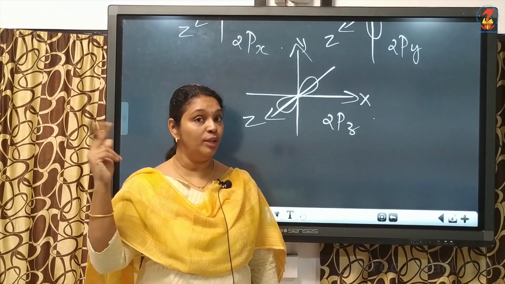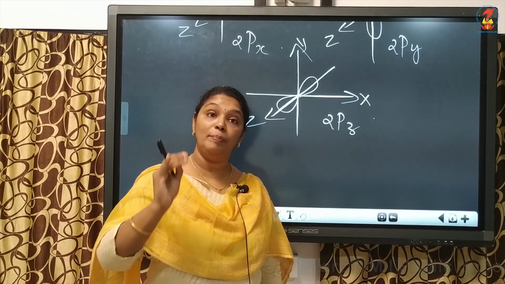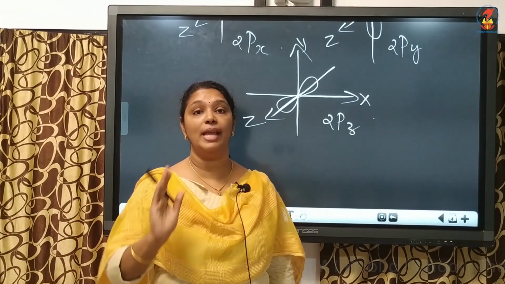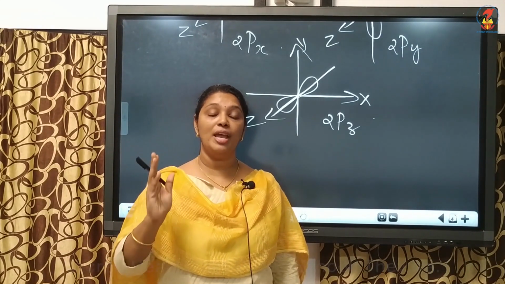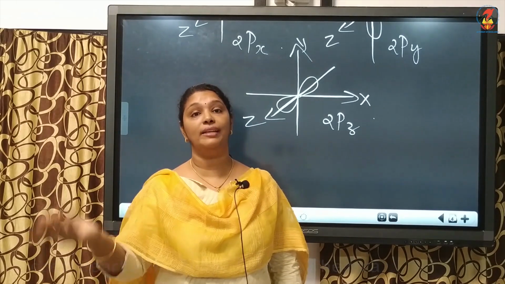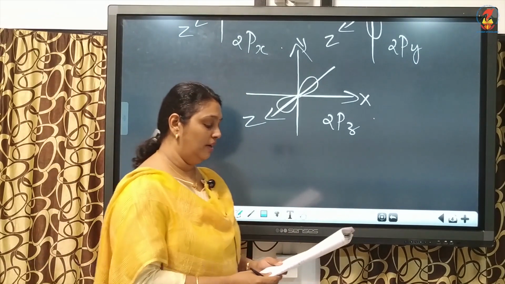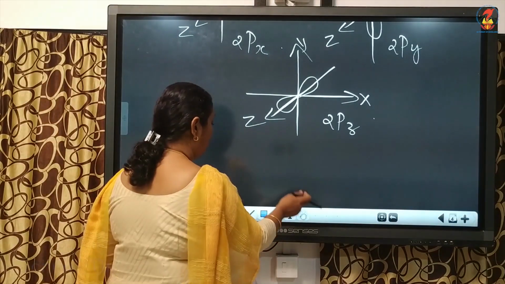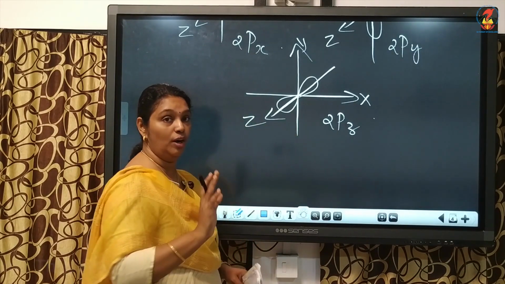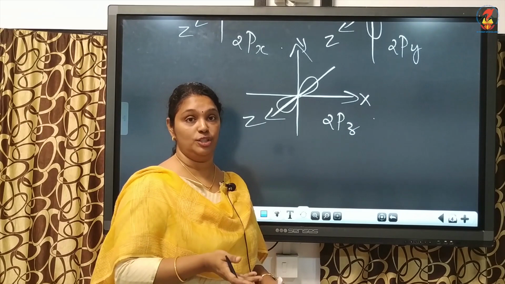But when the n value changes, that is, if it is 3px, 3py, 3pz, these have the same size, shape and energy, but the size, shape and energy of 2p and 3p are different. So you can see that all three 2p orbitals, that is 2px, 2py, 2pz, have the same shape, size and energy.